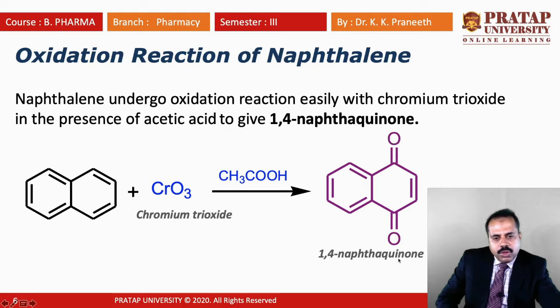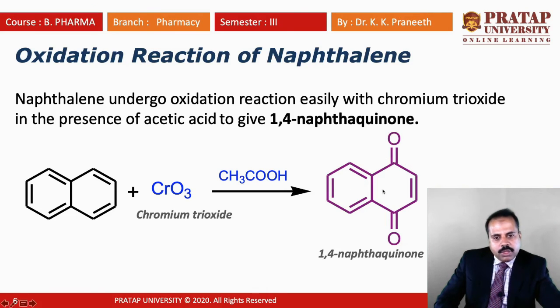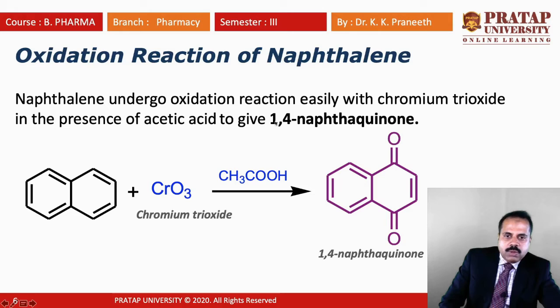So, this is a naphthoquinone, quinone meaning a benzene ring with two oxygen, double bond O, right. This is a naphthoquinone because it is attached with another benzene ring. So, it is naphthoquinone, naphthalene ring with two oxygen. So, naphthoquinone. Why is it called 1,4?